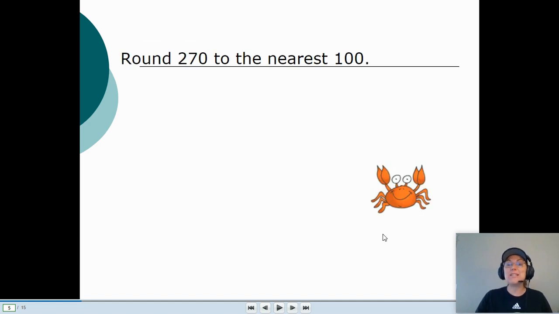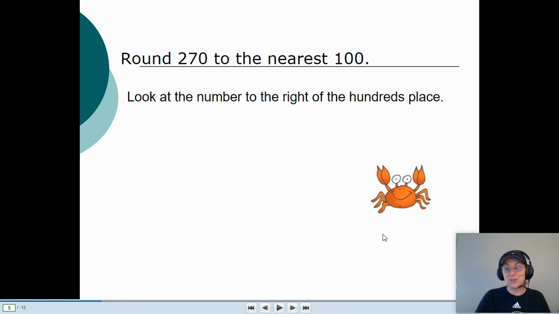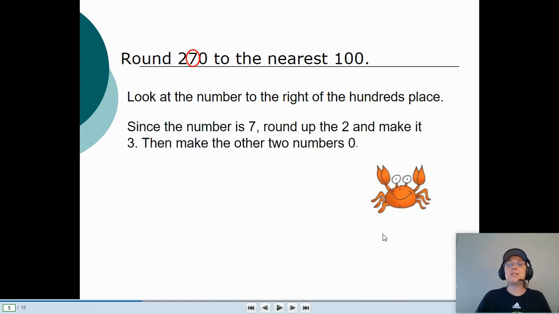So let's round 270 to the nearest hundred. Look at the number to the right of the hundreds place. Notice that it is a 7. So since the number is a 7, we're going to round the 2 up to make it a 3. Then we're going to make all the numbers to the right zeros. So we get 300.